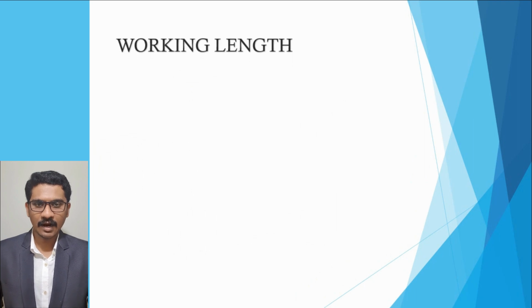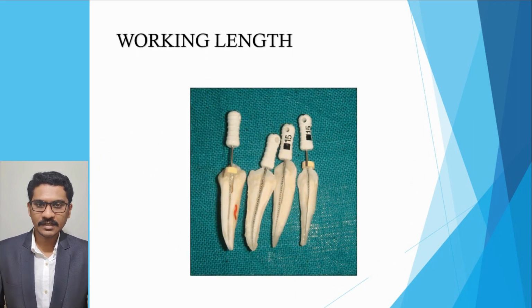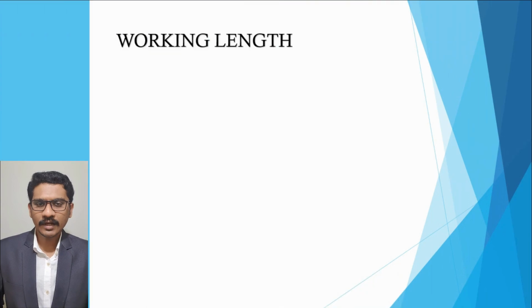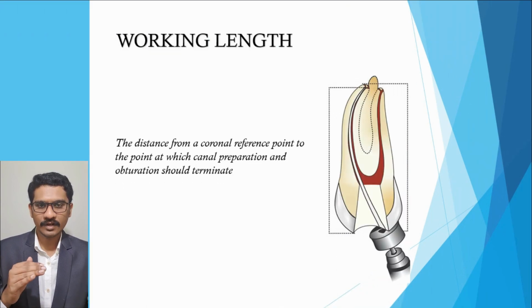Cleaning and shaping of the root canal system cannot be accomplished accurately unless the working length is determined precisely. The determination of an accurate working length is one of the most critical steps of endodontic therapy. Working length, or endometrics, is defined as the distance from a coronal reference point to the point at which canal preparation and obturation should terminate.